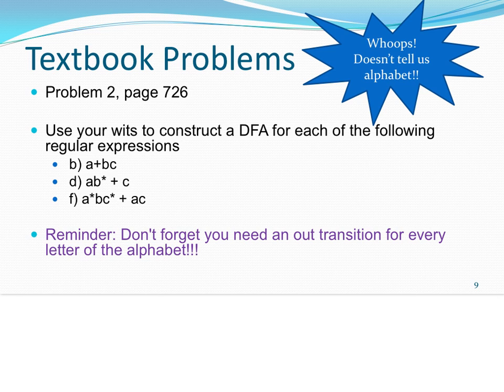Notice, by the way, the book should be telling us what the alphabet is for our regular expressions, because, of course, we need an out transition for every letter of the alphabet. And there's nothing that says that these languages are not over the alphabet, say, A, B, C, D. Even though a D doesn't appear in an expression, that doesn't mean that that's not part of the alphabet. But let's just assume, since the book assumes, I'm sure, that our alphabet is just going to equal the set containing the 3 symbols A, B, and C. Okay? So let's do each of these problems in turn.